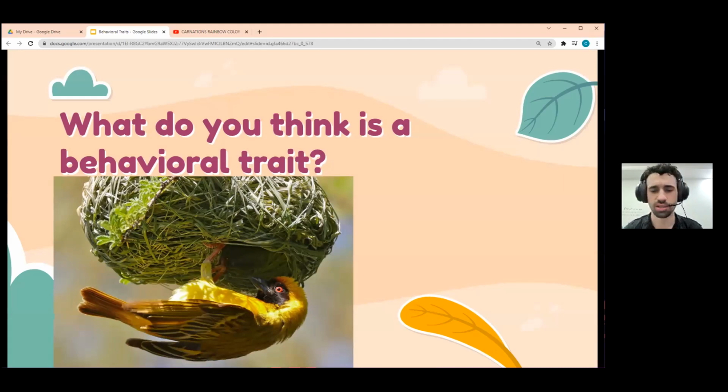Lucky. The bird is building the nest. Yes. Do you think this is a behavior? Building a nest? I think yes. Yes. This is a behavior, guys. Building a nest. Hunting for food. Running away from danger. These are all different examples of behavioral traits.